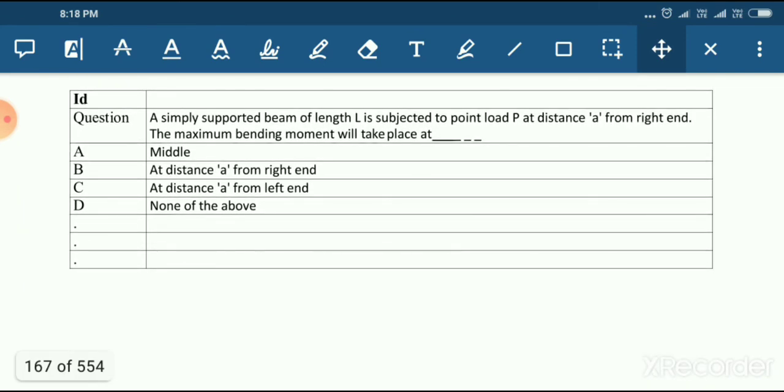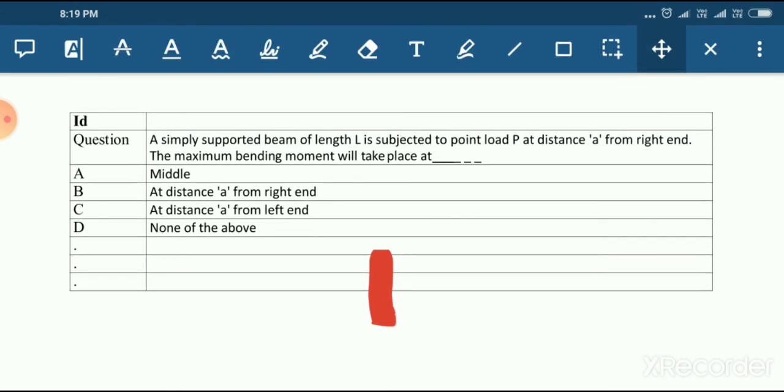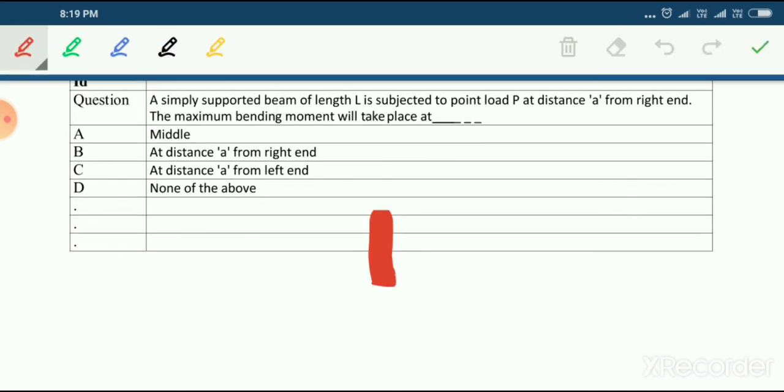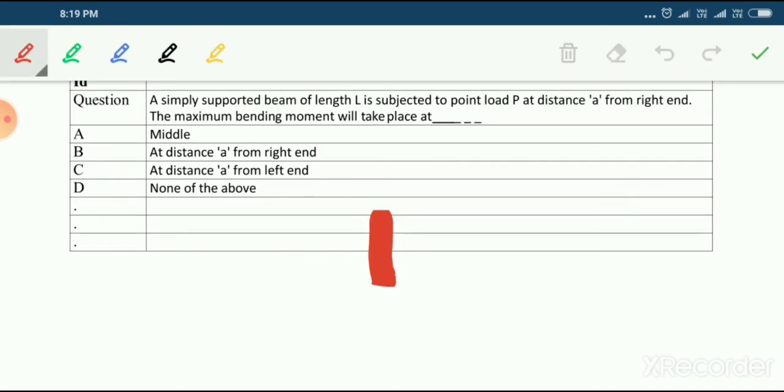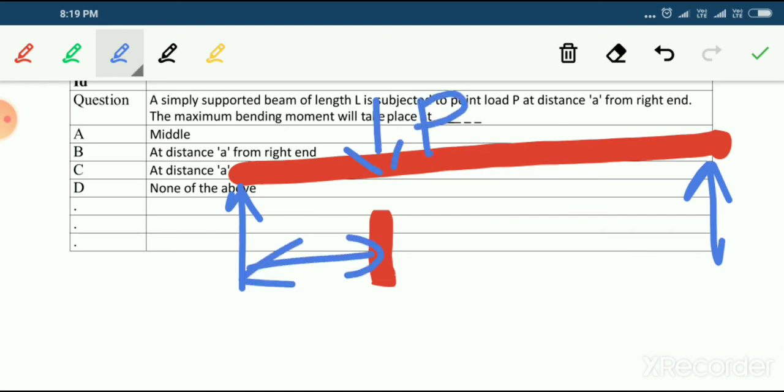A simply supported beam of length L is subjected to a point load of P at a distance A from the right end. The maximum bending moment will take place at. For this question I will draw the diagram. A simply supported beam is there, and this is the beam, and the P load is acting at a distance A from the left end.